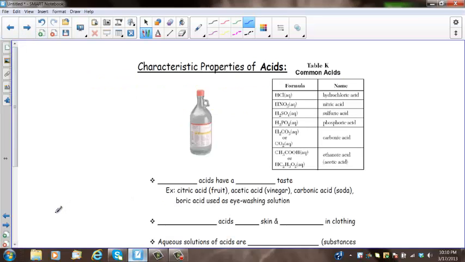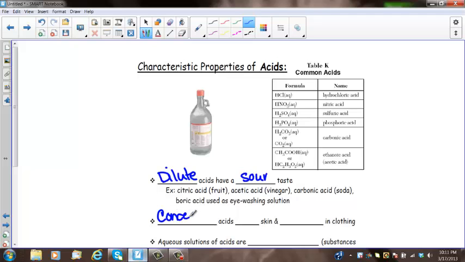Characteristic properties of acids. First of all, dilute acids have a sour taste. And some examples of some dilute acids would be citric acid, which is found in fruit, acetic acid, which is found in vinegar, carbonic acid, which is found in soda, and boric acid that's used in eye wash solutions.